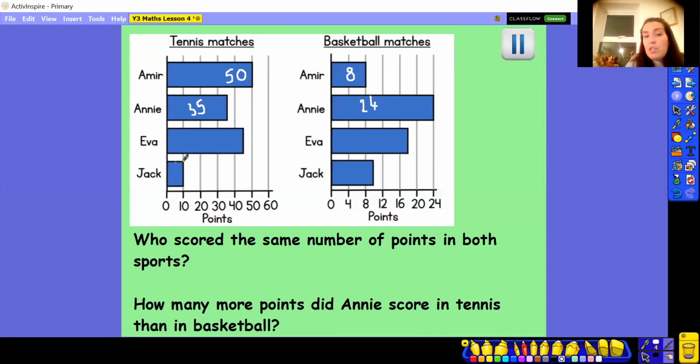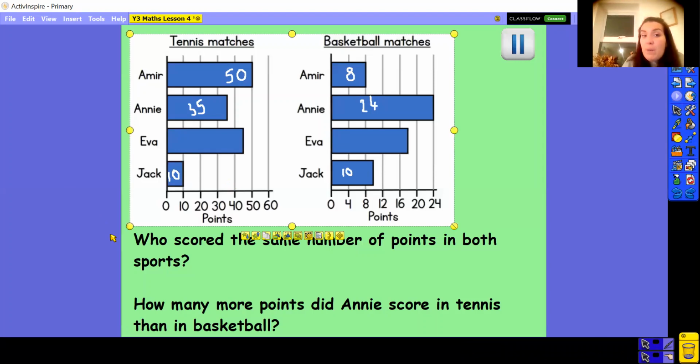In tennis, Jack scored 10 points. And in basketball, we can see that here we go, halfway between 8 and 12 is also 10. So the person who scored the same number of points in both sports was Jack. Now that might have tricked you if you weren't listening, like we said on the last slide, to what the scale's going up in, because actually these bars look totally different sizes, but they're worth the same because the axis is going up in different amounts.